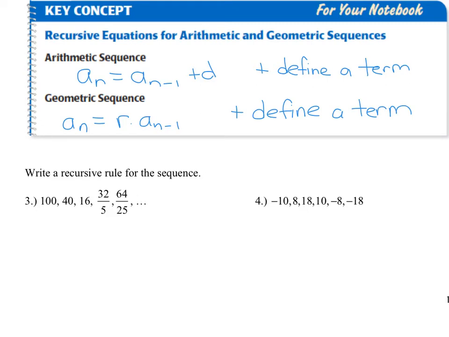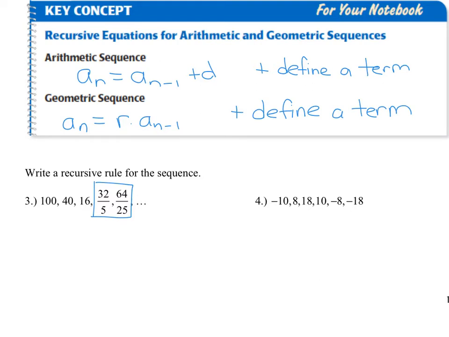Write a recursive rule for the sequence. Number 3, 100, 40, 16, 32 over 5, 64 over 25. So if we zero in on these two, first of all, I know it's not arithmetic because 100 take away 60 gives you 40, but 40 take away 60 would give you negative 20, which is not 16. So arithmetic was out right away.